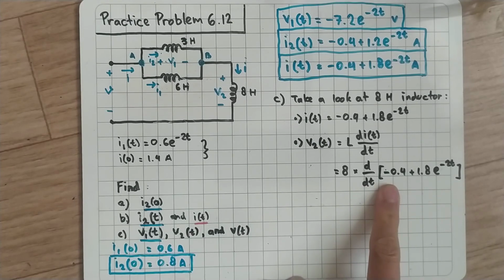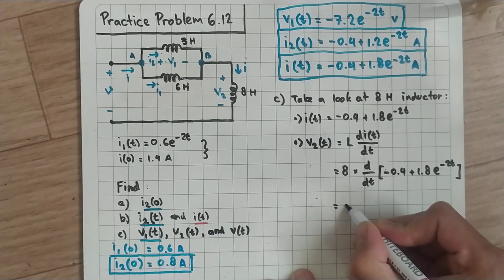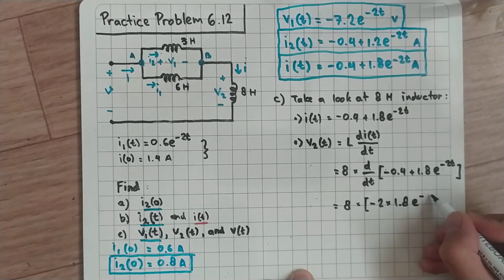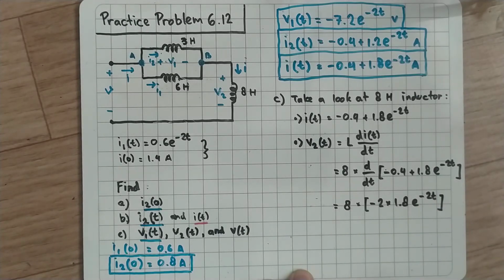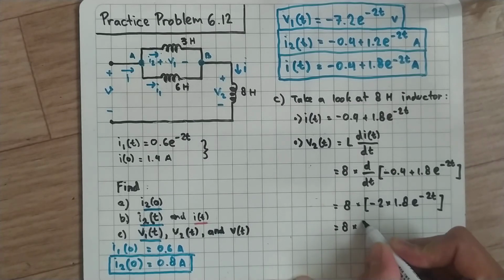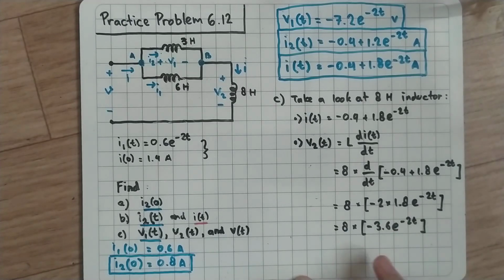Now this is a constant and its derivative will be 0. And for this one, we will have to use the chain rule. So I will have 8 multiplied by minus 2 multiplied by 1.8 e to the minus 2t. And then we can just multiply them. So I will have 8 multiplied by minus 3.6 e to the minus 2t. Okay, now I need my calculator, I think. So I will have minus 28.8 e to the minus 2t. And this is for V2t.